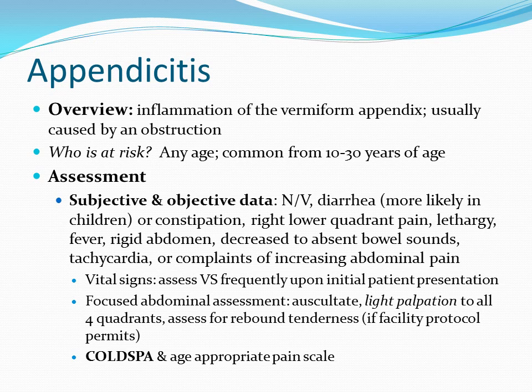Okay, now to start with appendicitis. Appendicitis is the inflammation of the vermiform appendix. It's usually caused by an obstruction. Who is at risk? Any age. It's common though between the ages of 10 and 30.